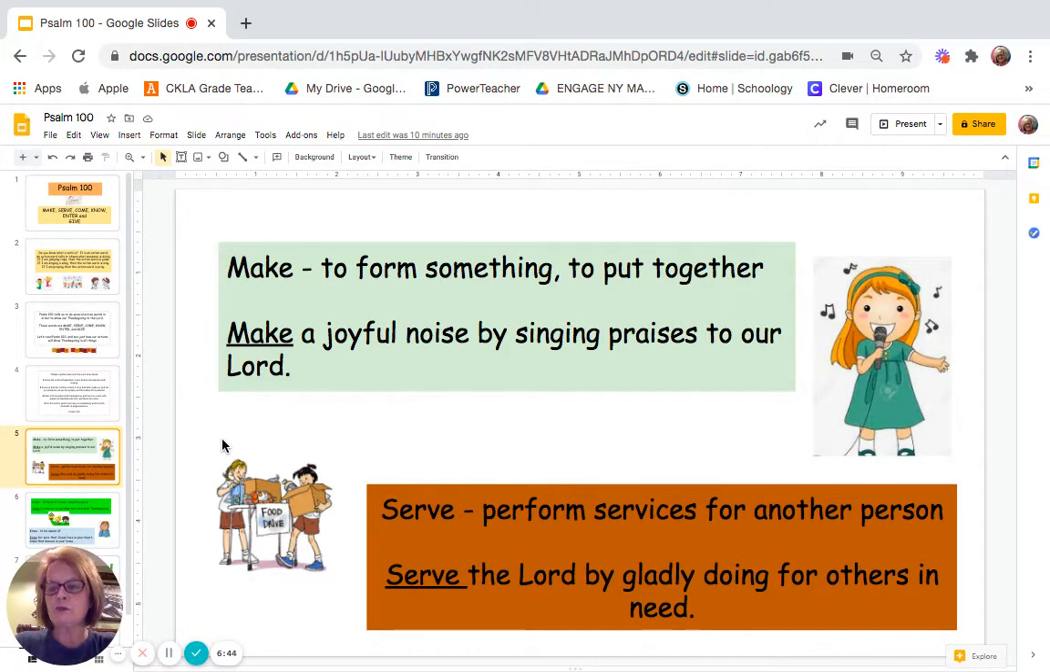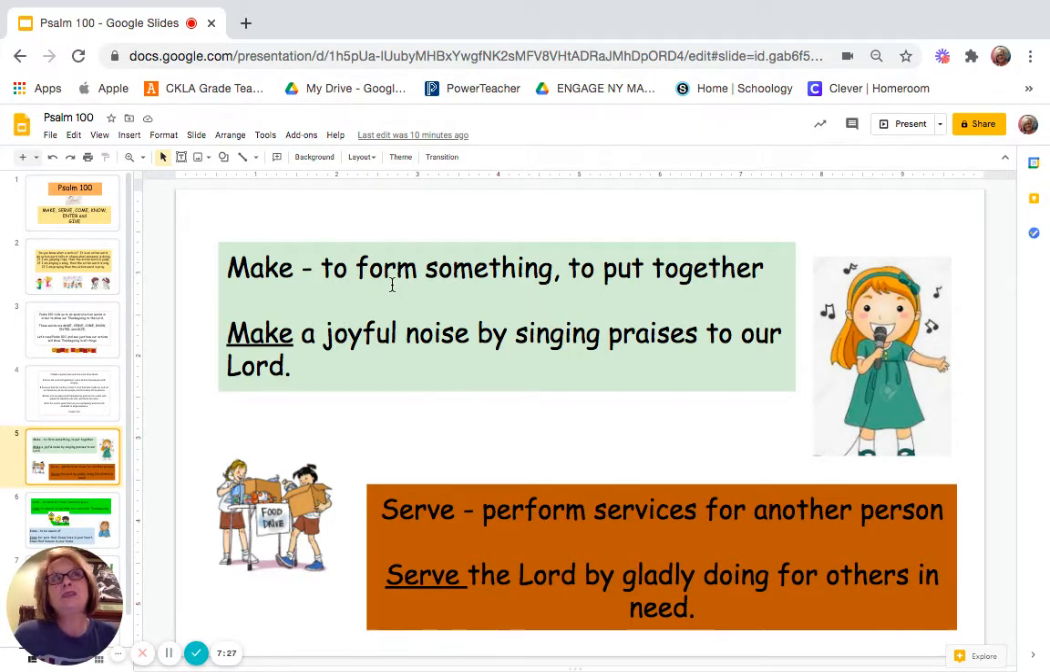The very first action word that we heard in Psalm 100 was make. And Miss Michelle put a green box here that has the word make in it. Now, if you make something, that means you form it or you put it together. Sometimes you can make a craft out of several different things. So you form that craft. Sometimes you can make something out of Play-Doh. So you form it. It's still Play-Doh, but it is formed into the shape of something. So you're making something.